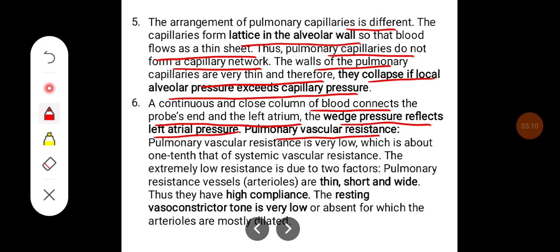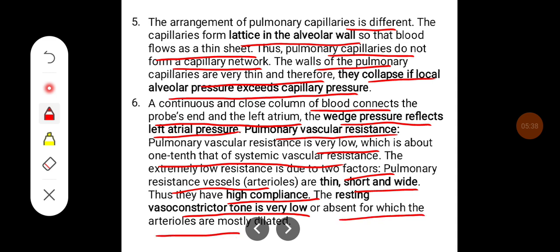The pulmonary vascular resistance. The pulmonary vascular resistance is very low, which is about one tenth of that of systemic vascular resistance. The extremely low resistance is due to two factors. One is pulmonary resistance vessels are thin, short, and wide, and thus they have a very high compliance. The resting vasoconstrictor tone is very low or absent, for which the arterioles are mostly dilated.